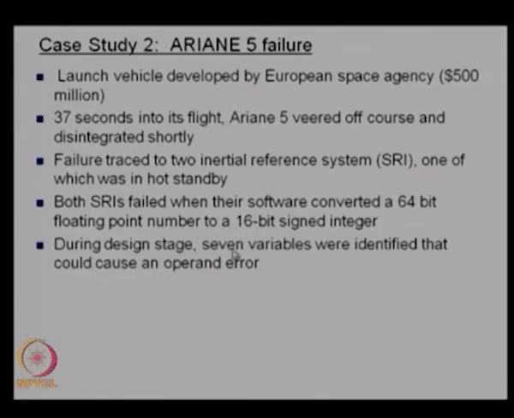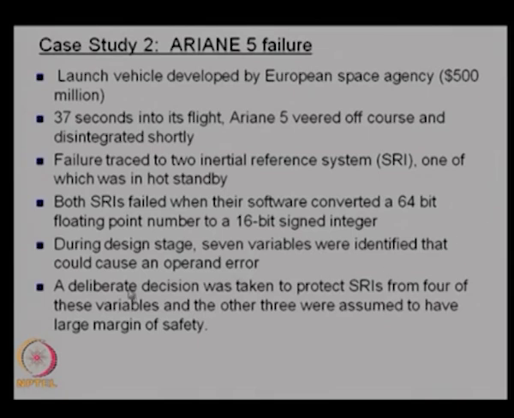During the design stage, 7 variables were identified that could cause an operand error. In the initial stages of the design, engineers identified 7 variables which can actually cause this kind of problem, and a deliberate decision was taken to protect the SRIs from 4 of these variables. So, out of the 7, they made the necessary measures to protect the SRI from this problem for 4 of them.